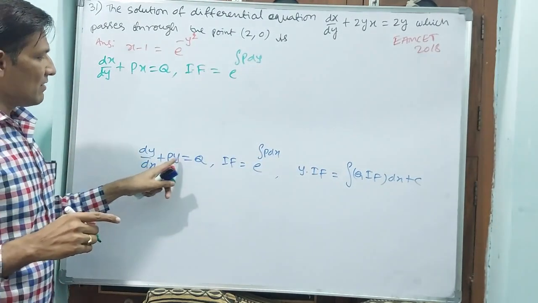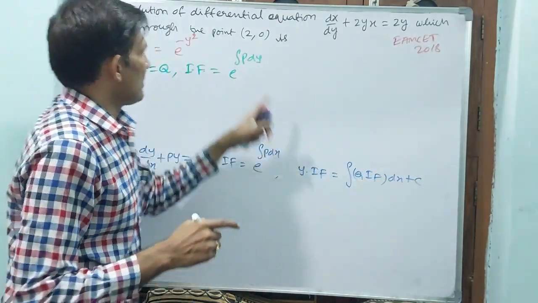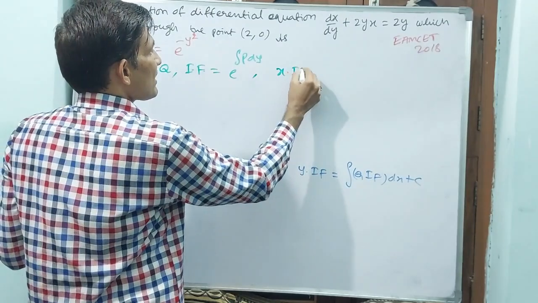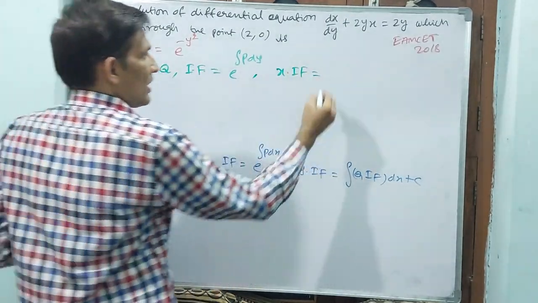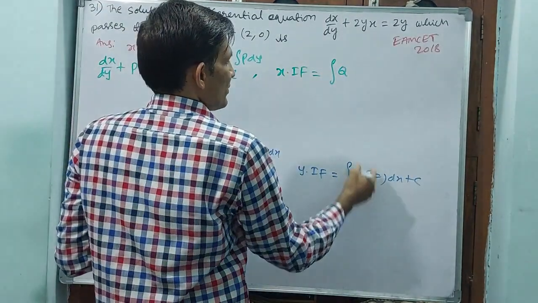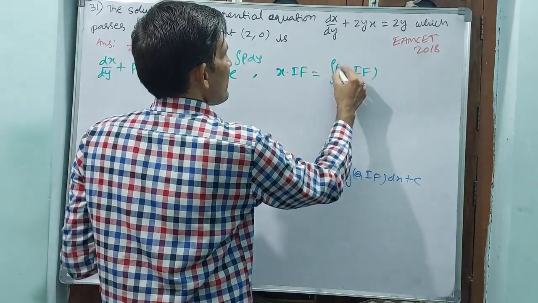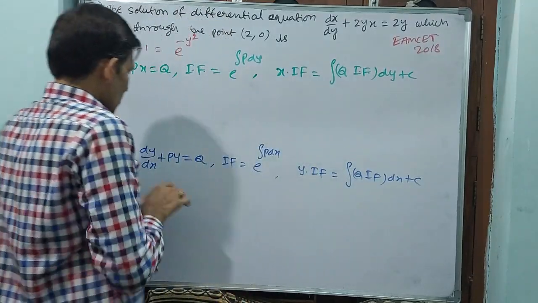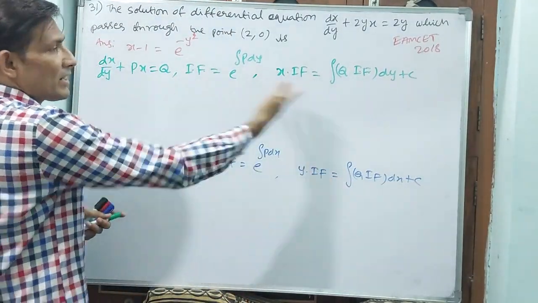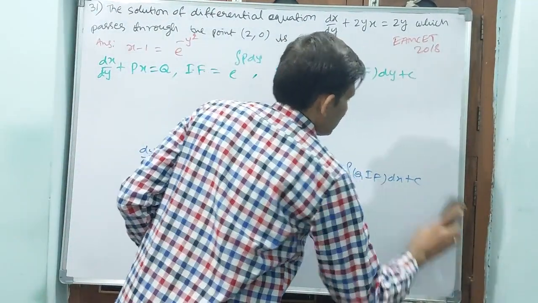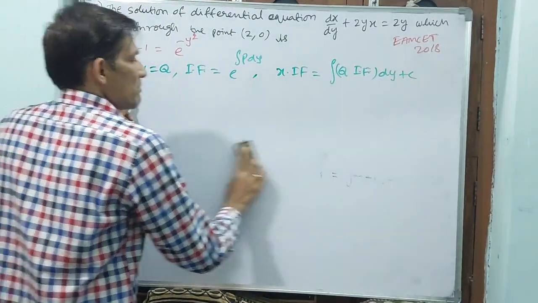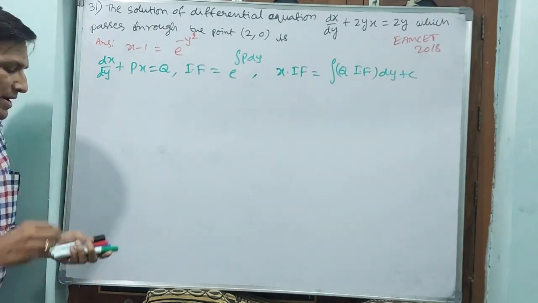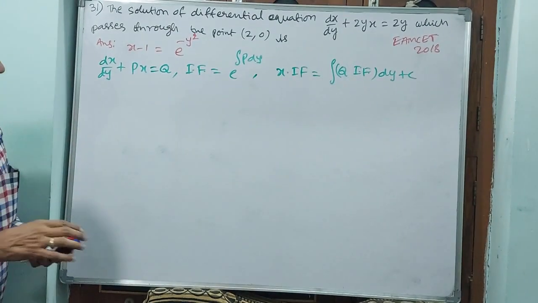Because here x, but here y will come afterwards. So see, here y will not come. x into integral factor is equal to again integral q into integral factor dy plus c. Okay. Now I am removing this. See, if you know this, then you can write this also. Okay. You memorize this one. This may come rarely, 25% this will come. 75% dy by dx only will come for your examination's sake.